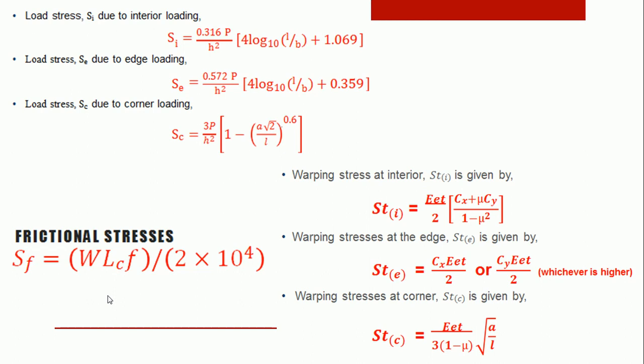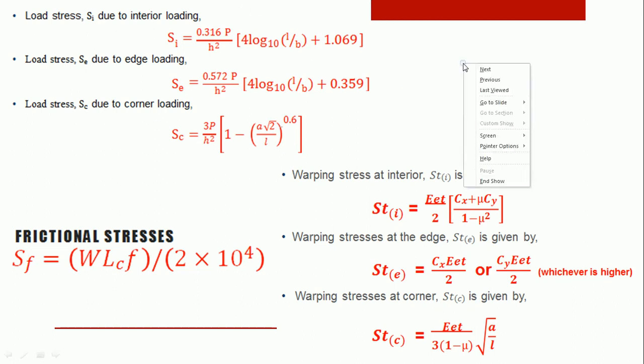Frictional stress and warping stress are the stresses developed because of the variation in temperature, and wheel load stress is the stress developed because of the wheel load. Frictional stress is due to seasonal variation of the temperature, and warping is due to the variation of the temperature at the top as well as the bottom layer. It is very important to remember these formulas.